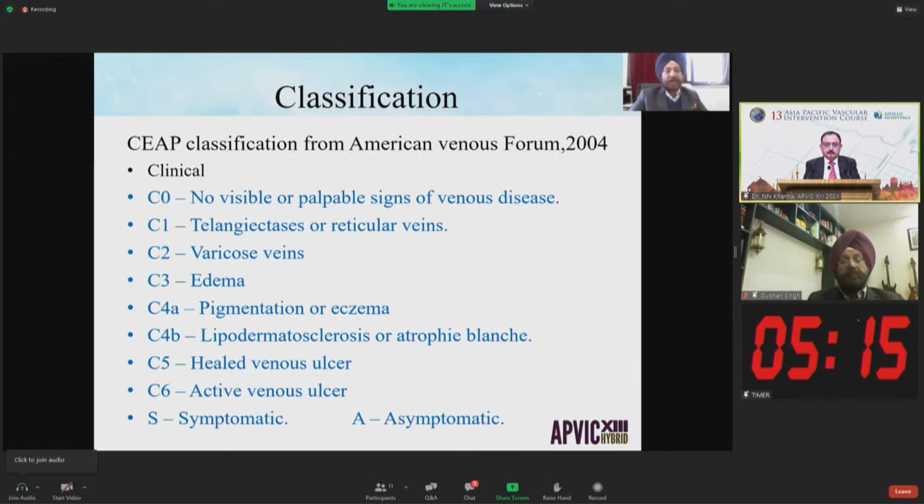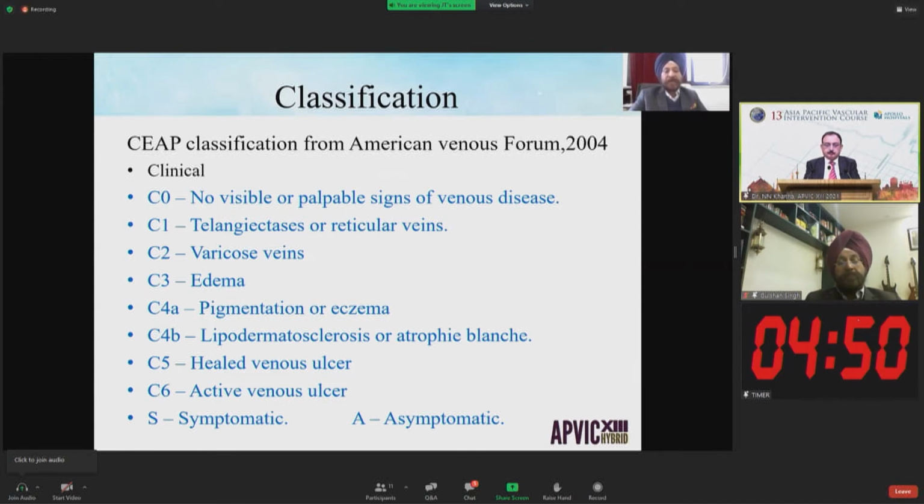C1 is telangiectasia or reticular veins. C2 is varicose veins. And C3 is edema. C4a is pigmentation or eczema. And C4b is lipodermatosclerosis or atrophie blanche. C5 is healed venous ulcer. And C6 is active venous ulcer.